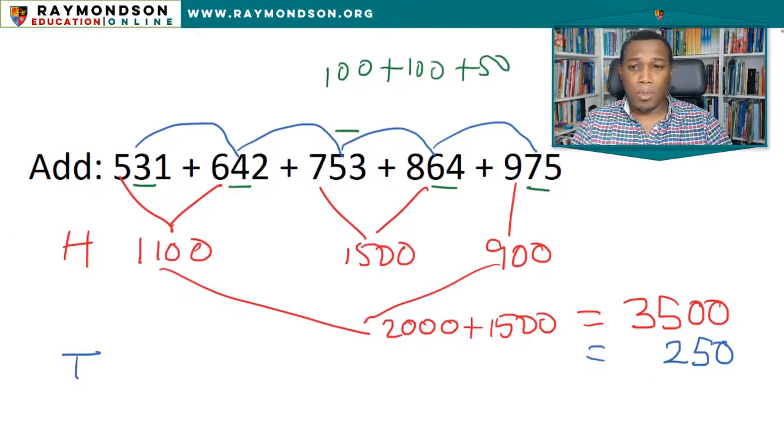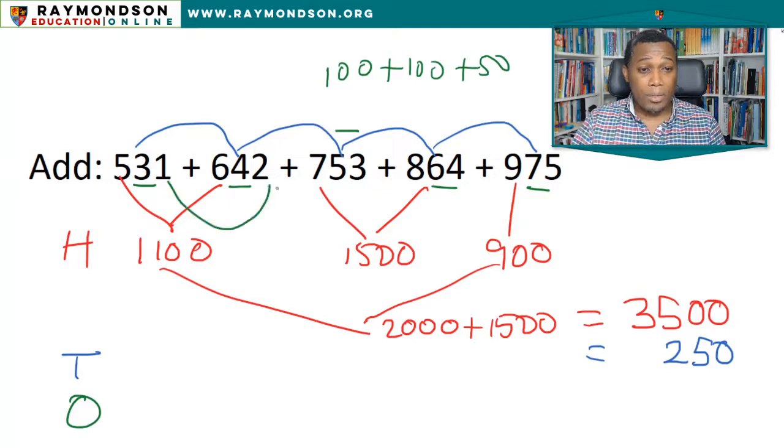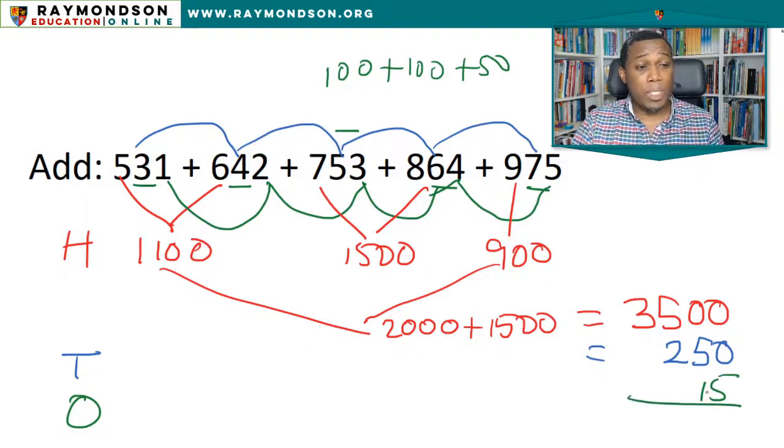So I would scroll up a little bit. I want to get the ones. I'm going to use green for the ones. And the ones you can get, we have 1 and 2 and 3. That's 6 and 4, 10. And 10 and 5, 15. So 15 is what I would get with the ones.